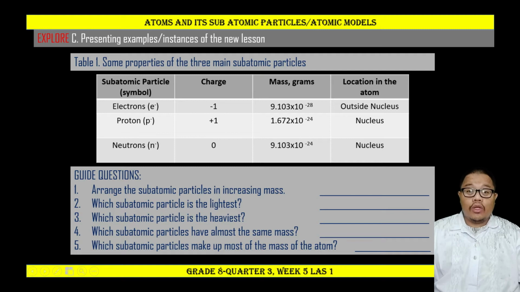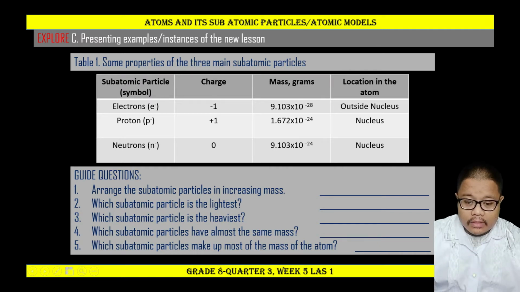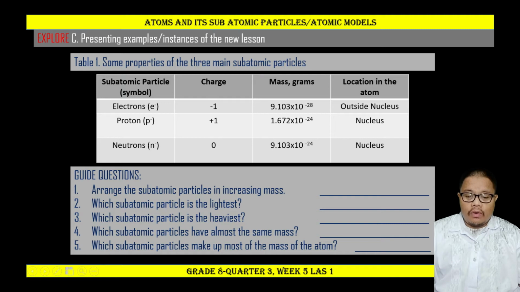Next, protons, represented by symbol p, exponent positive. Charge, +1. Mass, 1.672 times 10 raised to the power of -24. Location in the atom, within the nucleus.